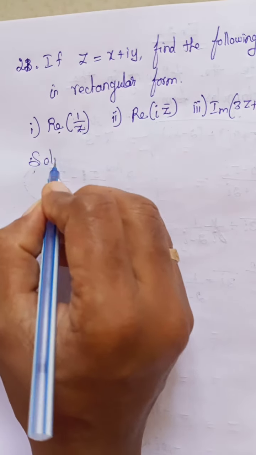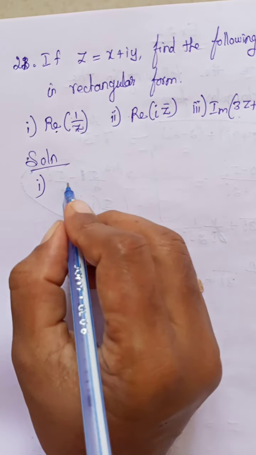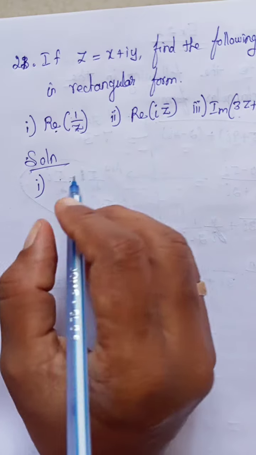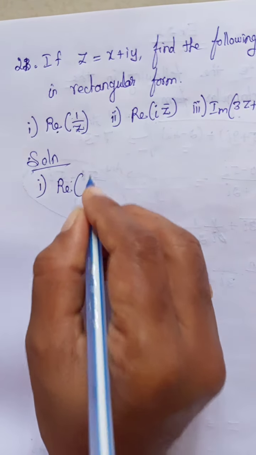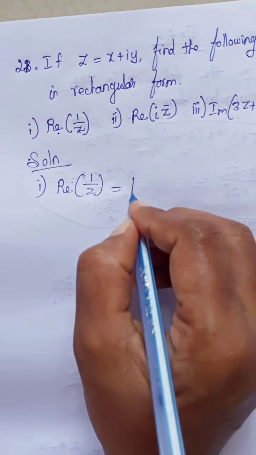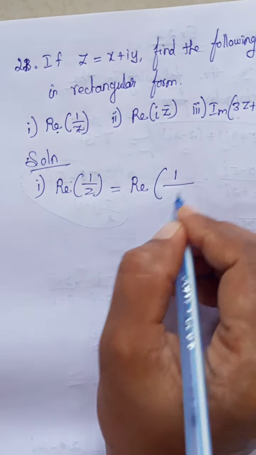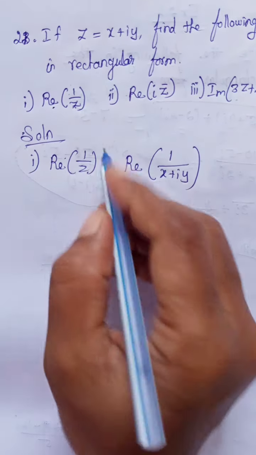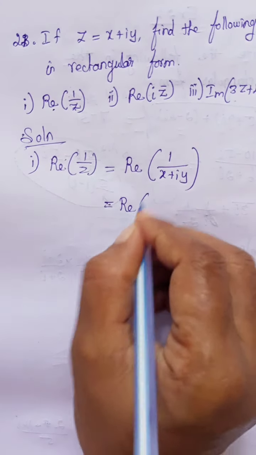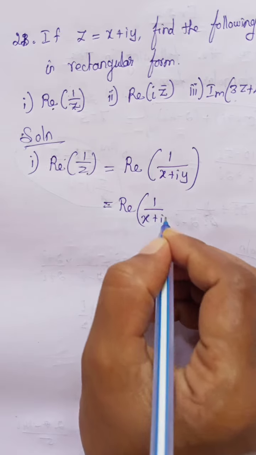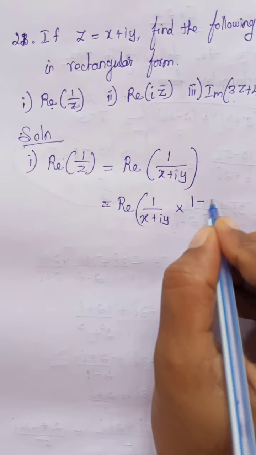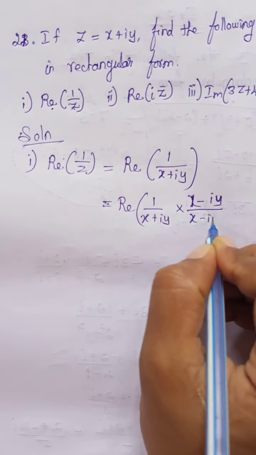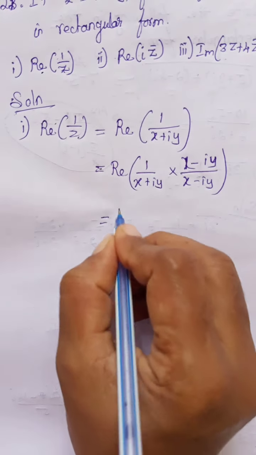See, solution for subdivision 1. So first we need 1 by z, or even directly you can write the real part of 1 by z is equal to the real part of 1 by x plus iy. That's what is given for z. So anyway, in the denominator x plus iy is there. What we should do? Take the conjugate and multiply both numerator and denominator. So x minus iy by x minus iy.